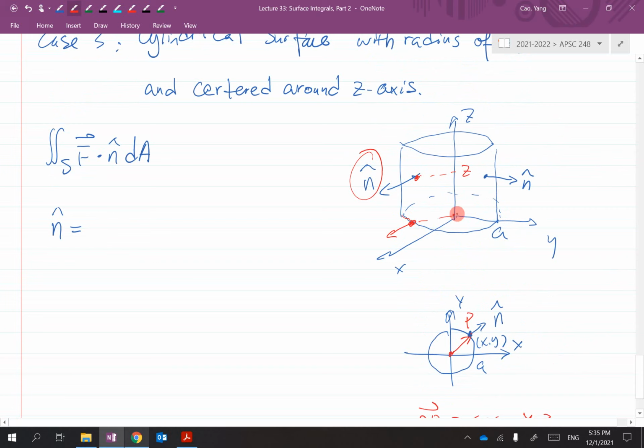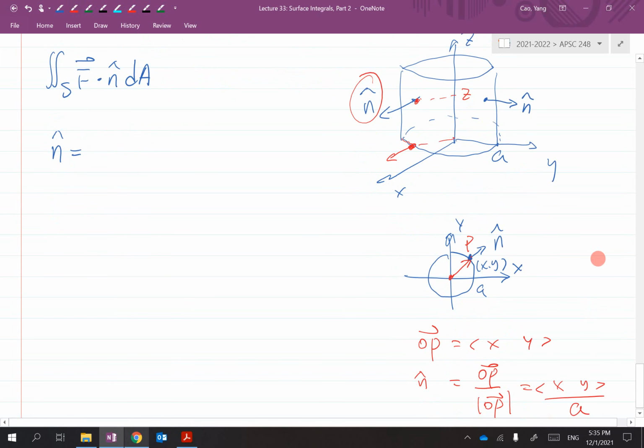Compared to the n hat created at this location, which has z equal to 0, they're both parallel, right? The only difference is this is z equal to 0, and this is at z. But the xy component should be exactly the same. So the n hat in this case is 1 over a times x, y, and then what should I put for the z component?